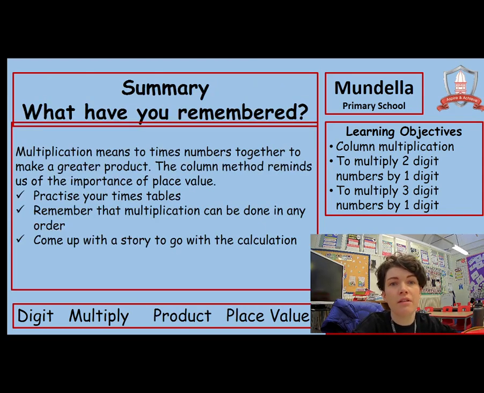Okay, and the last part of the lesson, the summary, what have you remembered? Well, multiplication means to times numbers together to make a greater product. The column method reminds us of the importance of place value. It's really important with the column multiplication method that you practice your times tables. If you don't know your times tables, it's going to be a lot harder. So practice, practice, practice. Remember that multiplication can be done in any order. It doesn't matter which way round you do the calculation, it'll still give you the same answer.